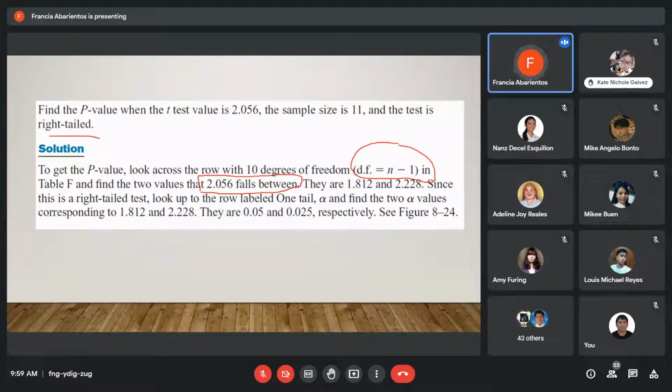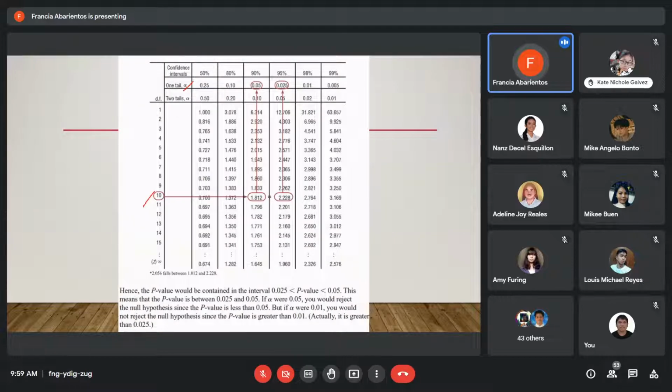So, diretso na yan, class. You have now the test value. So, ang hahanapin natin na nag-fall dyan is itong dalawa. So, within the range, class, so you can make use of this since the p-value would be contained in an interval of 0.025 to 0.05. Okay, so pwede yan class dito sa paghanap sa p-value, pwede yon.